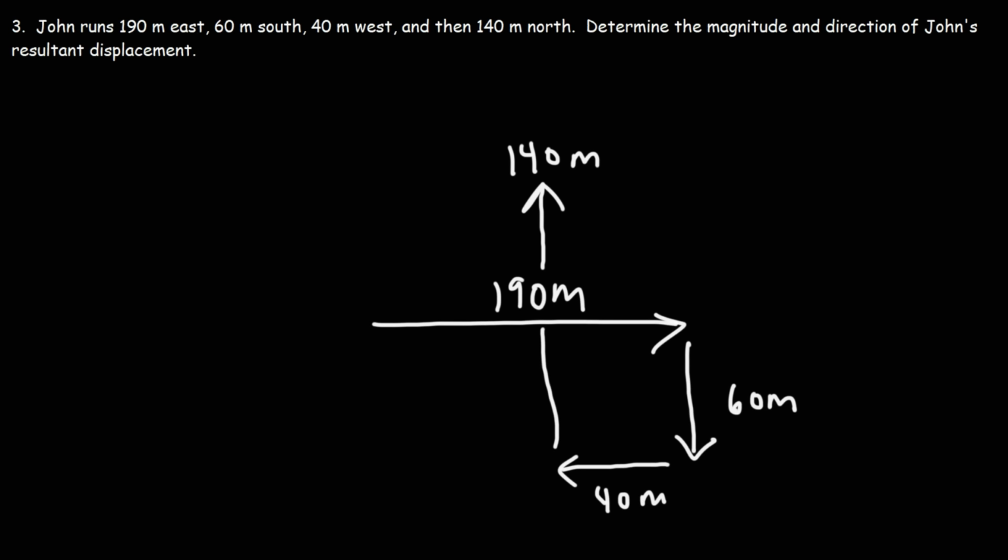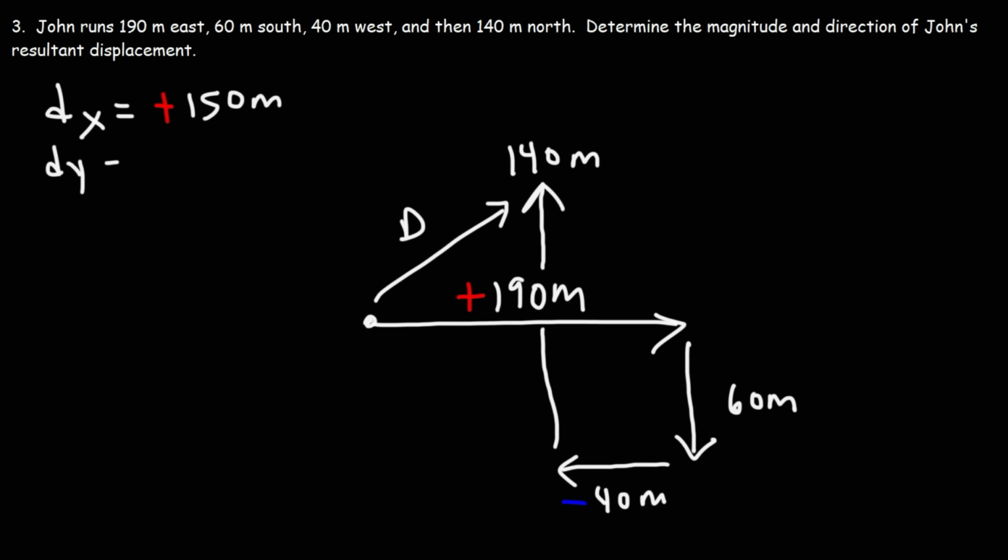So the resultant displacement, if we draw it from where he started to where he ended, will be here. So it's going towards the first quadrant. But how can we find the magnitude of the resultant vector? What we need to do is get the net displacement in the x direction and the net displacement in the y direction. In the x direction, he traveled east by 190 meters, and he traveled west by 40 meters. If we combine those two, we get a net displacement of positive 150 in the x direction.